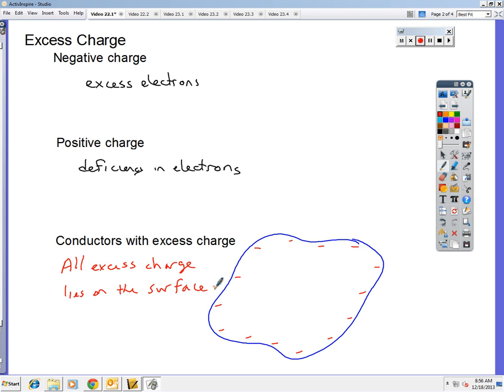An insulator, on the other hand, because the electrons are not free to move, if you put a charge on one part of an insulator, that charge will stay on that part of the insulator. Conductor, you put a few extra electrons on it, and they'll all go off in every direction.